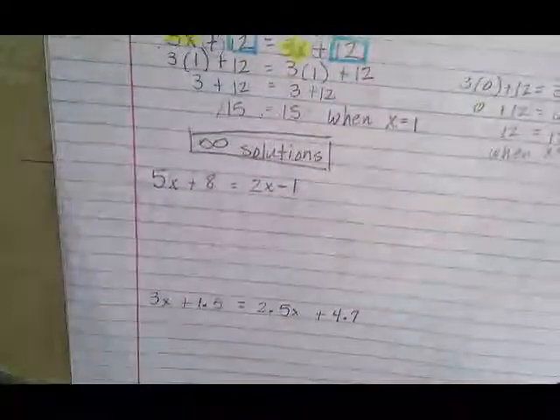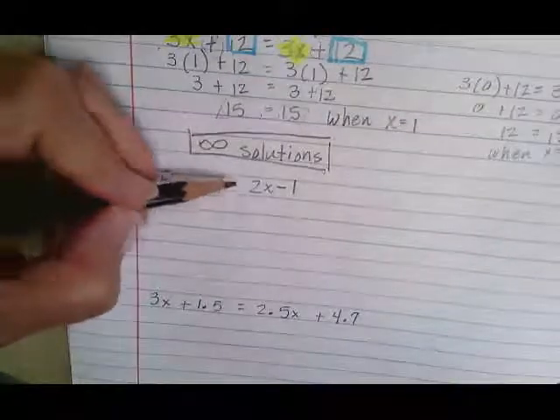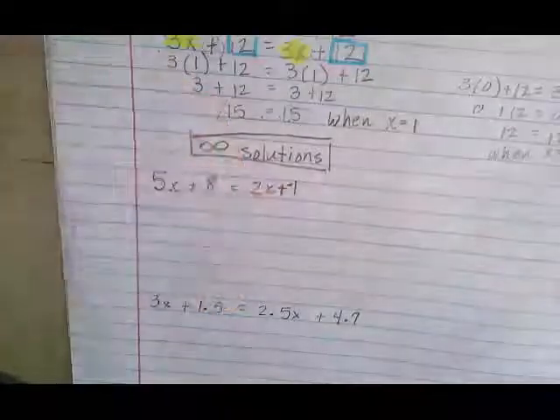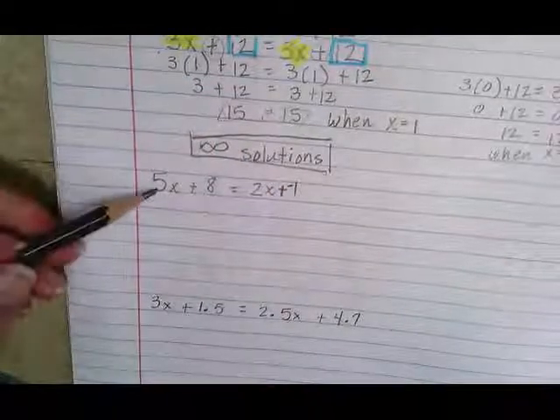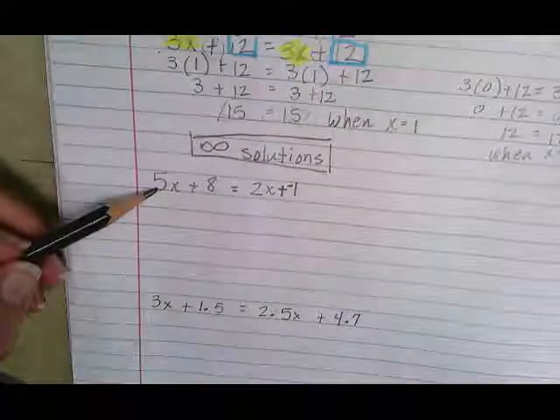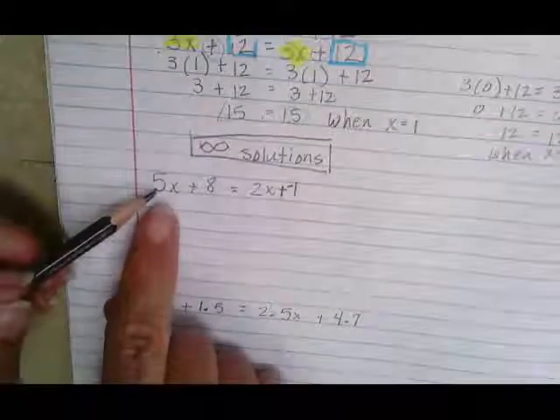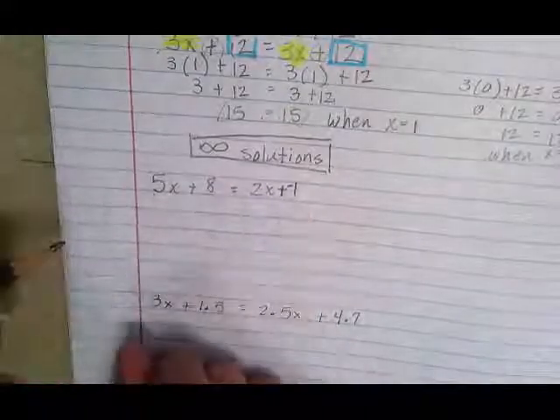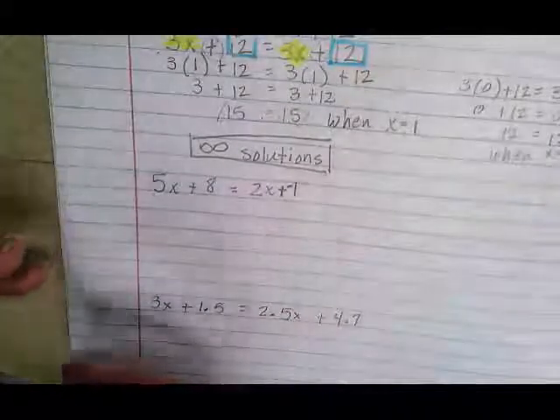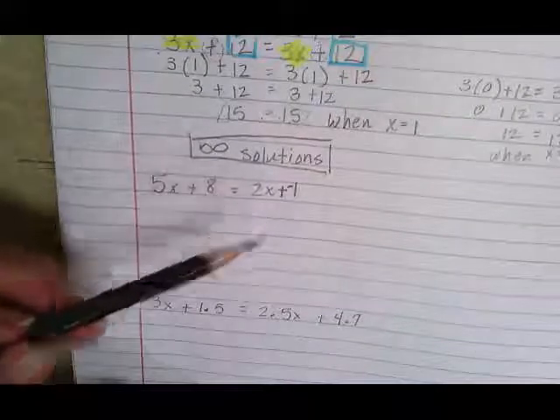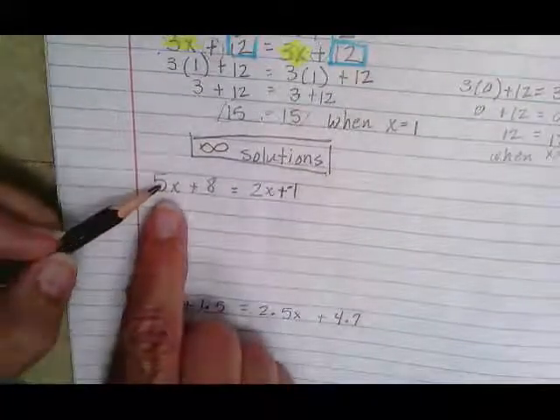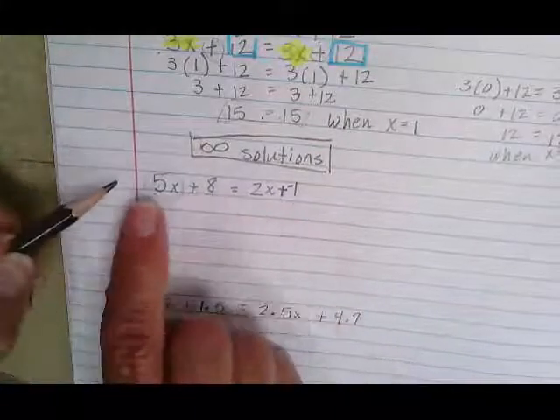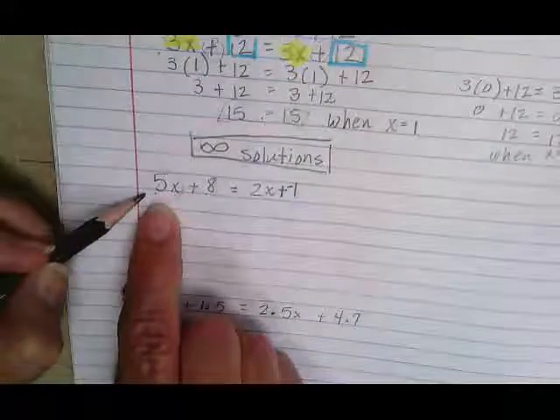Let's look at this one. 5x plus 8 equals 2x minus 1. So I'm going to change that to plus a negative, and then I'm going to go ahead and solve this. I can see I have x's and numbers on the left, I have x's and numbers on the right, so that means I want to try and get all of my x's on one side and all of my numbers on the other side. And since I have more x's on the left, I'm going to try to keep all of my x's on the left.